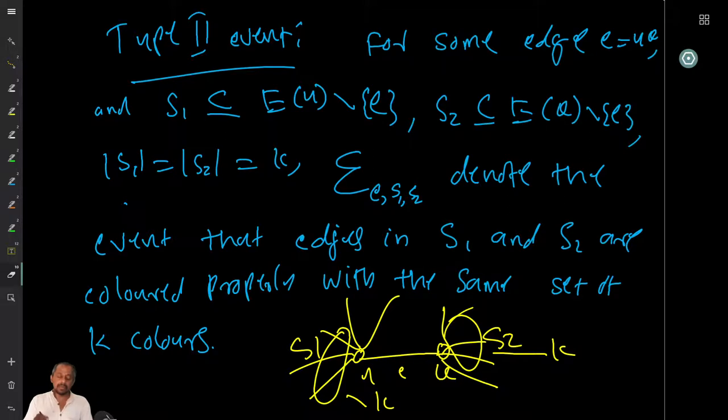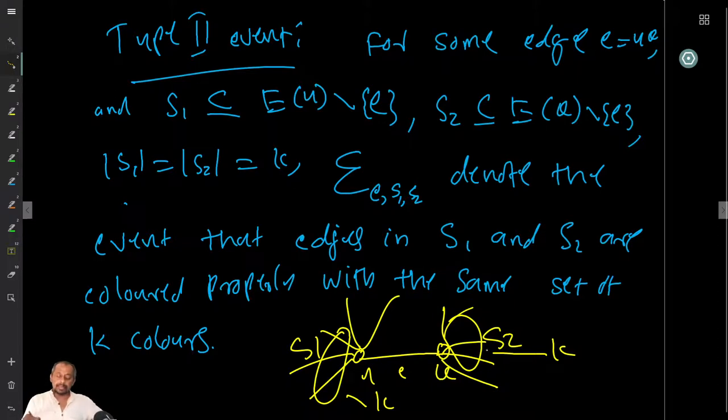Why is this a bad event? Because if I have K edges with K colors here, and the same set of K colors appears here, then together with the color of the edge E... Notice that E is not part of the event that we define. E is the edge on which we are defining the events, but E is not part of the event. So S1 is a set of edges not containing E, and S2 is also not containing E.